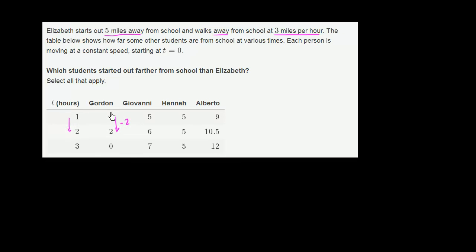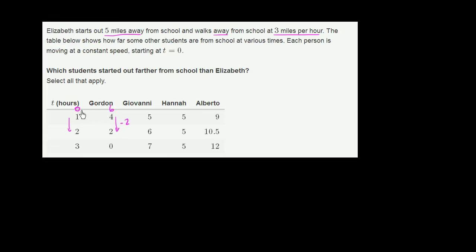So where was he at time equals 0? I'll put time equals 0 up here because I don't have any. Actually, I'll put it right here. I'll try to squeeze it into the chart. So where was he at time equals 0? Well, he would have been 2 miles further. So he would have been 6 miles away.